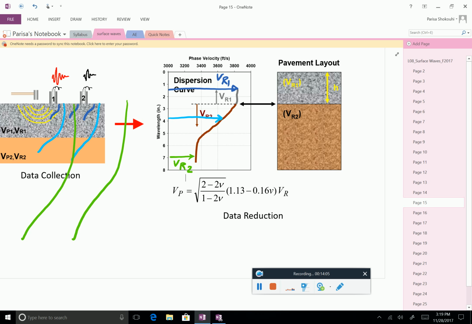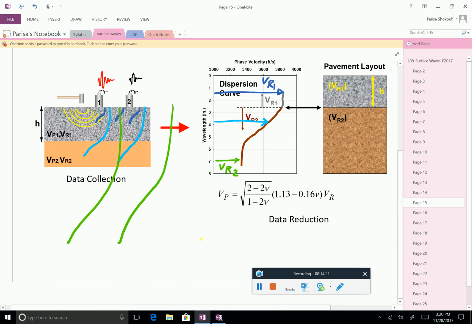So then we have to use what is called inversion to go from dispersion curve to a velocity profile. I'll show you many examples of that. But this is the concept.